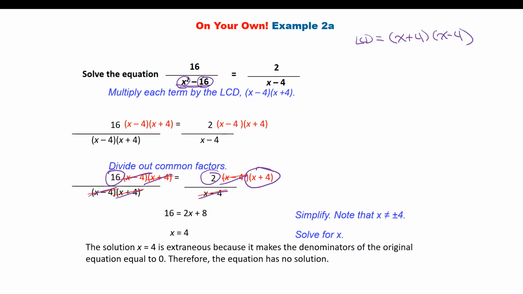All right, the solution x equals 4 is extraneous because it makes the denominator of the original equation equal to 0. Notice 4 squared is 16 and 16 minus 16 is 0. So since that was our only answer, the equation has no solution in the end, because that only solution would make it undefined, so that doesn't count as a solution.